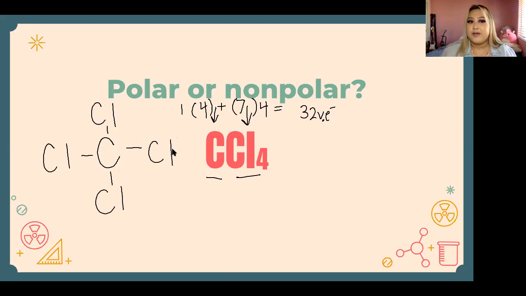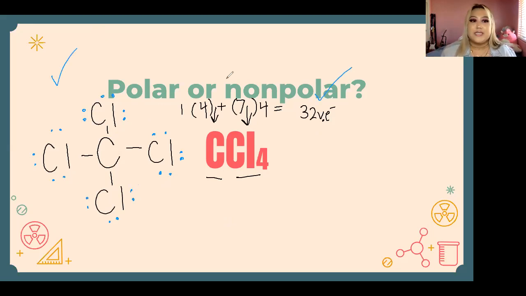Okay, so I start off counting the bonds first. So we have 2, 4, 6, 8, 10, 12, 14, 16, 18, 20, 22, 24, 26, 28, 30, and 32. Does everything fulfill the octet rule? Yeah, perfect. And it matches the 32. So this is the correct Lewis dot structure.